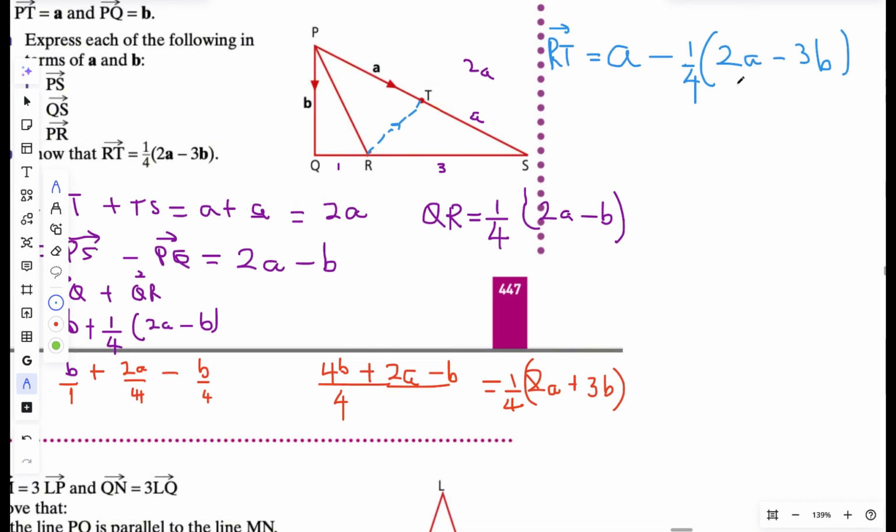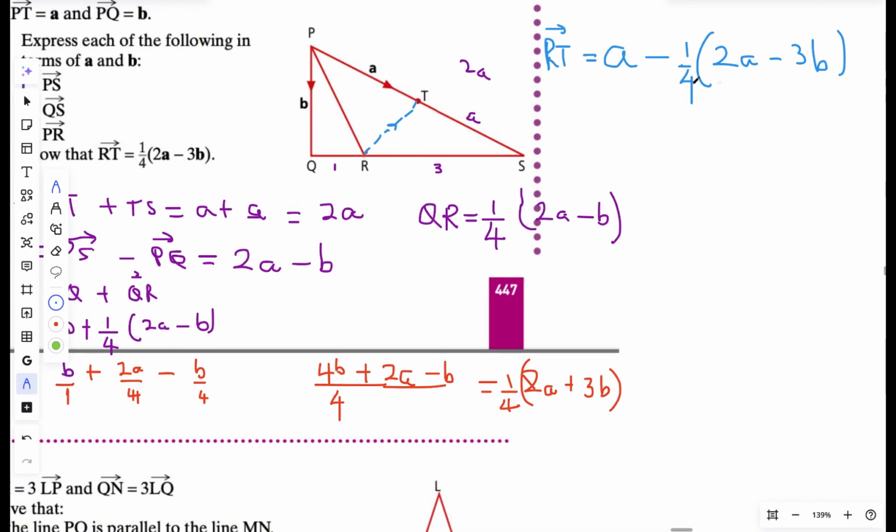Okay? Now, if you factorize this one, this over 1, this over 4, this over 4, right? So if I have A over 1, like we did just now, A over 1 minus 2A over 4, you know, this fraction is talking to everything in the bracket. Minus 3B over 4. So if you find the LCM, everything will be 4.